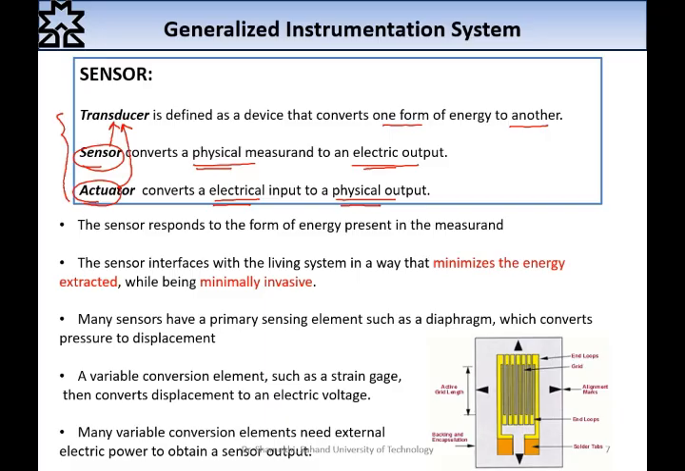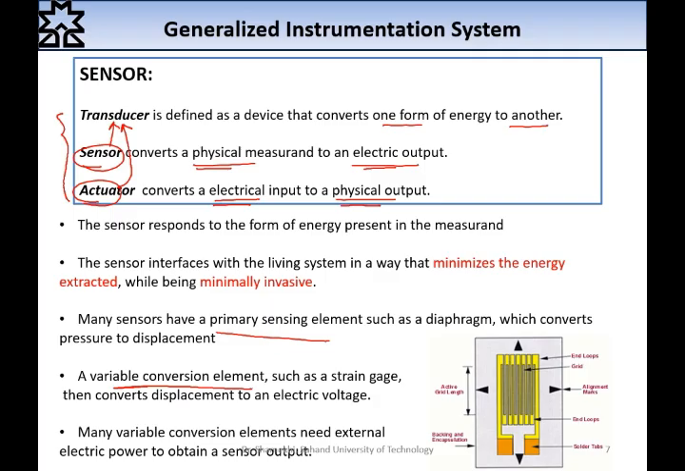Many sensors have a primary sensing element such as a diaphragm, which converts pressure to displacement, and also a variable conversion element such as a strain gauge converts displacement to electric voltage. Many variable conversion elements need external electric power to obtain a sensor output. We have two parts in a sensor: primary sensing element and variable conversion element.